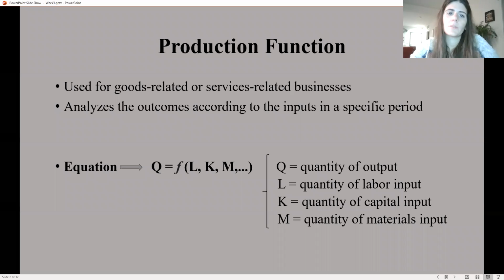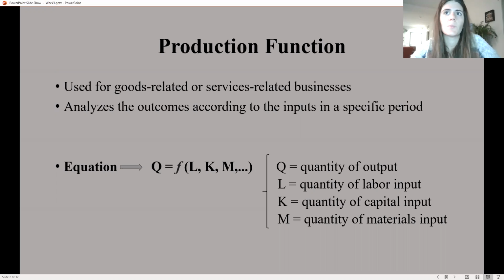First of all, to understand short-run production and cost analysis, we should understand what a production function is and its importance for any given business, whether it's goods related or service related. The production function analyzes, during a specific period of time, how the outcome would be according to the input available or necessary for this production.